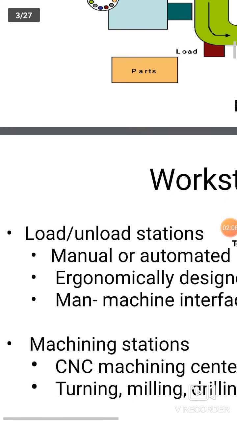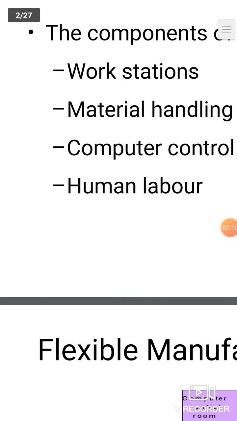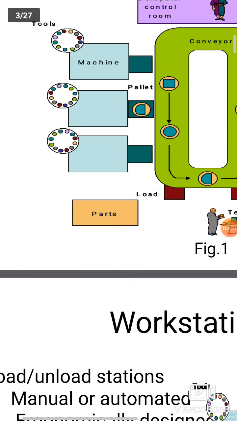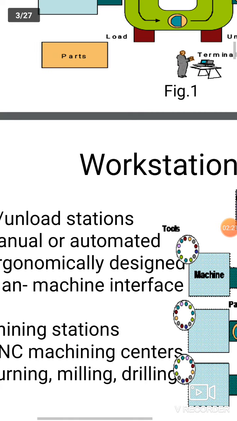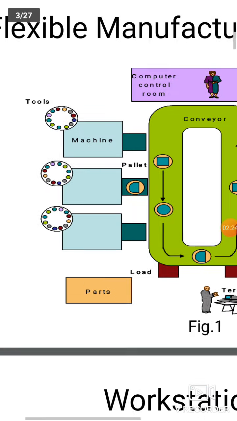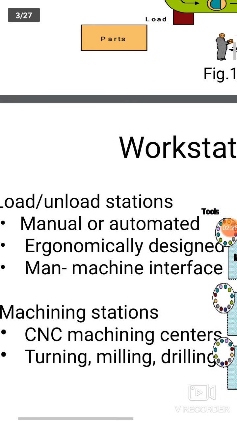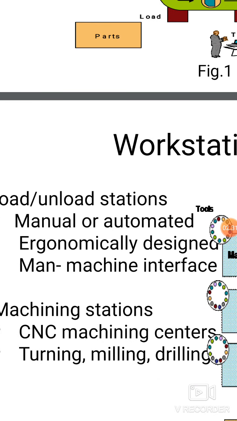So first we have studied the components: workstation, material handling, computer control, and human labor. After that we'll see these in more depth. First of all, what is a workstation? Loading and unloading both take place here. That is called a workstation, and the work may be done manually or automatically.